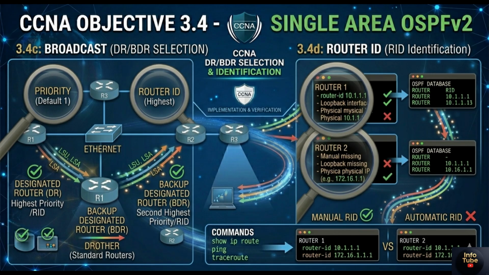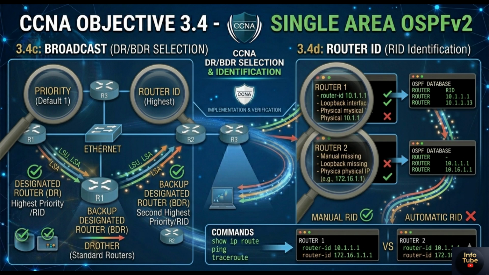DR, designated router, the main router that everyone talks to. BDR, backup designated router, the vice president that takes over if the DR fails. The election process. Priority. The router with the highest OSPF priority wins. Default is 1. Router ID. If priorities are tied, the router with the highest router ID wins.